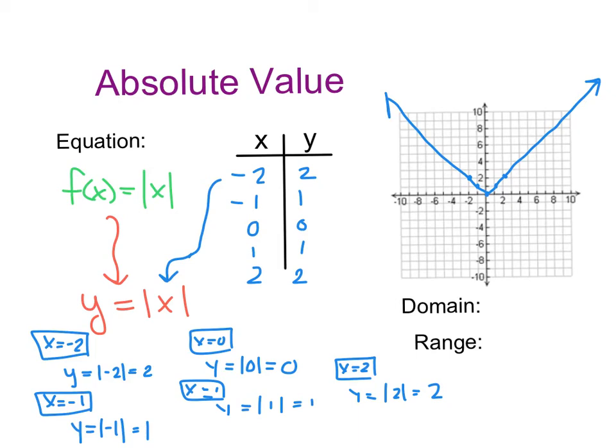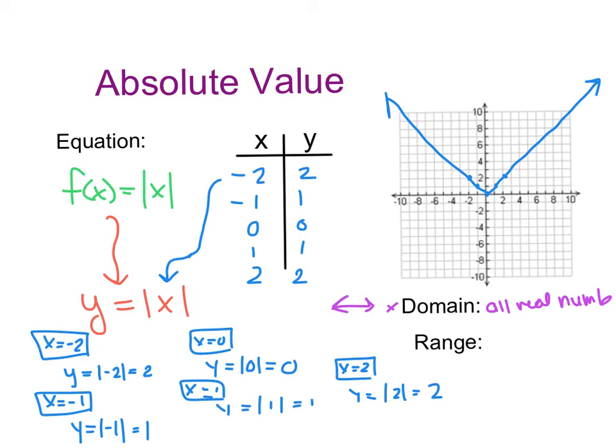Remember, domain is focusing on all of the x values needed to make a graph. And what I notice here is that this graph goes forever from left to right. So our domain for this particular graph is all real numbers because we're using every x value as this graph goes forever to the left and forever to the right.